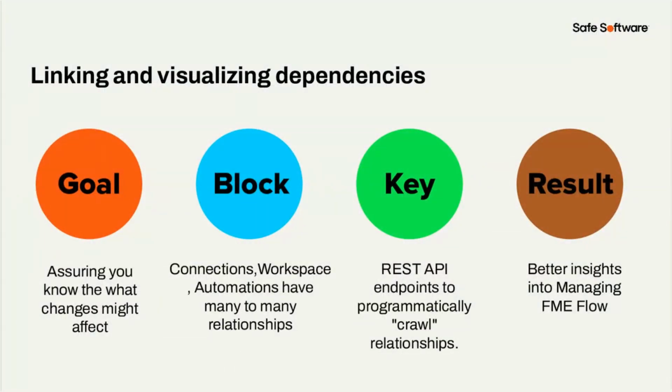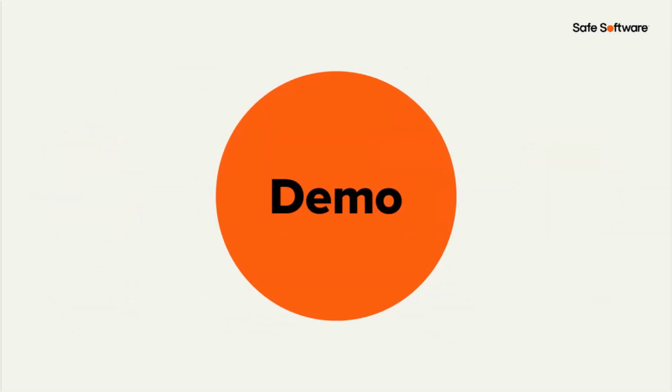So again, the goal is to know what you want to change. The problems are you have connections, workspaces, automations, and you have many-to-many relationships in there, and it can be really hard to understand them and see them. But the REST API gives us a good practical point where we can pull in all the dependencies and view them. So this allows us to have better insights into managing your Flow. We'll jump into the demo here.